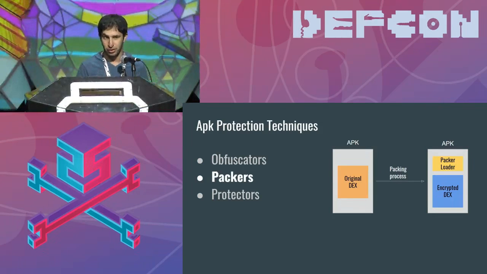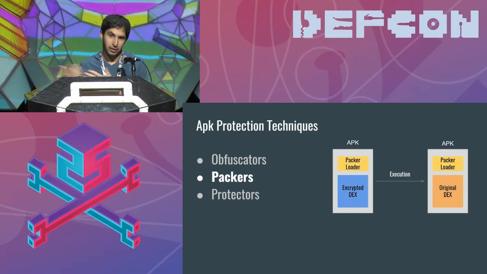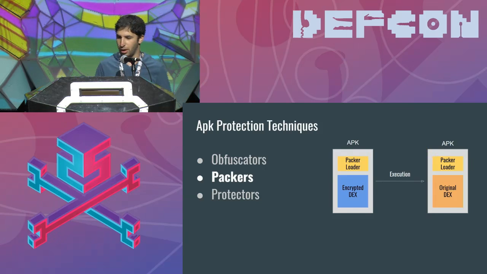So I have the original code, and what the packing process does is take this original code and encrypt it, pack it in some manner. And the way it opens it, it adds a packer loader, which will now be the entry point for the execution of the app. Once the app is executed, the packer loader will take the bundled original encrypted DEX file, unpack it and load it to memory so it can be used by the app.